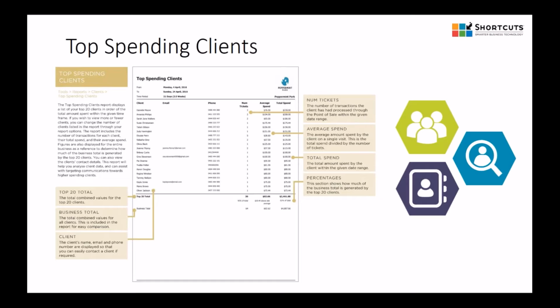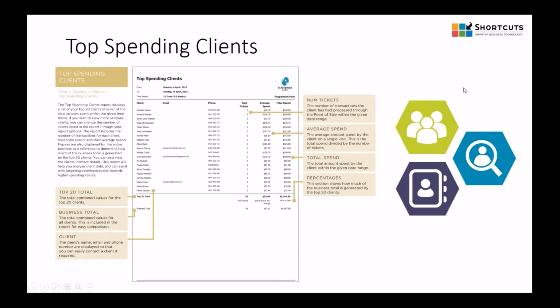So it gives you their names, obviously, over here to the left-hand side. It actually also gives you their email address, so you know how many of those people you can market to through your marketing agent. Their phone numbers, if you wanted to do any SMS marketing to them. And obviously the number of tickets, average spend, and total spend.